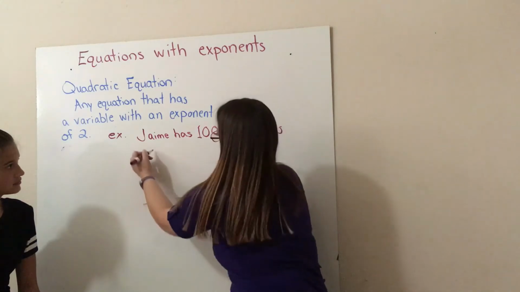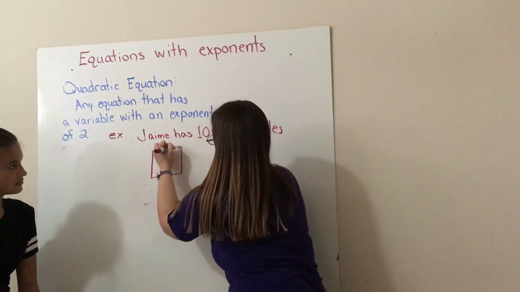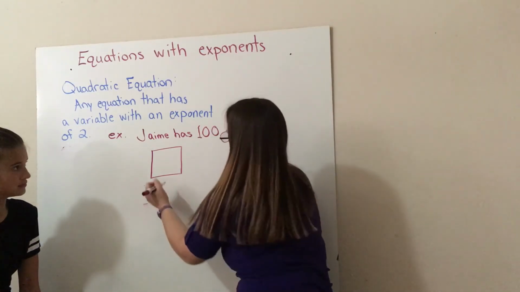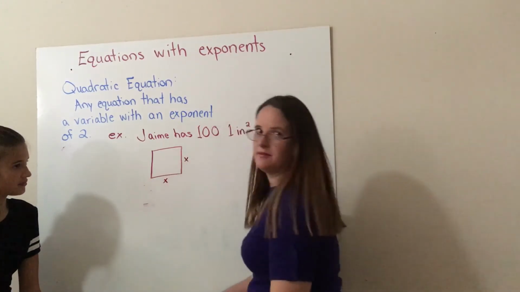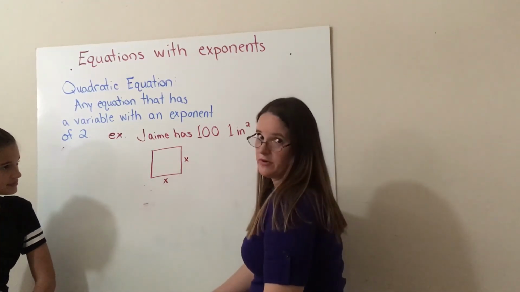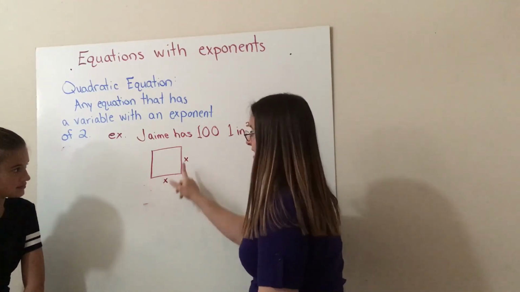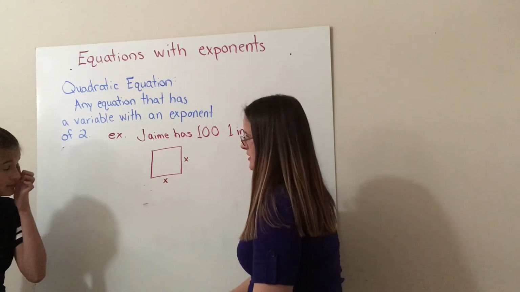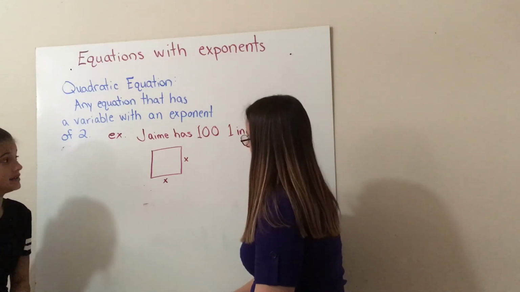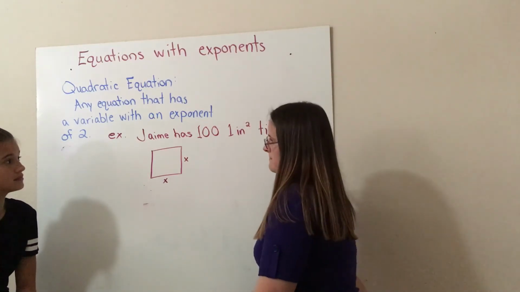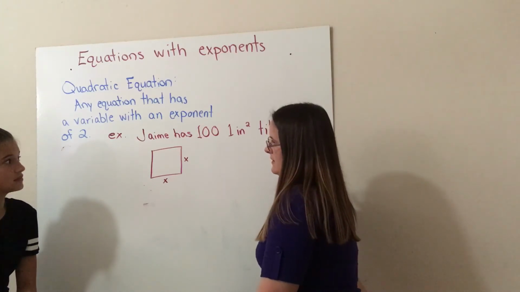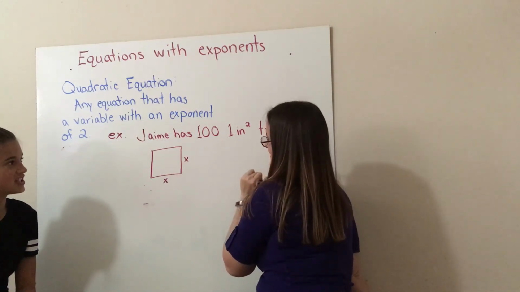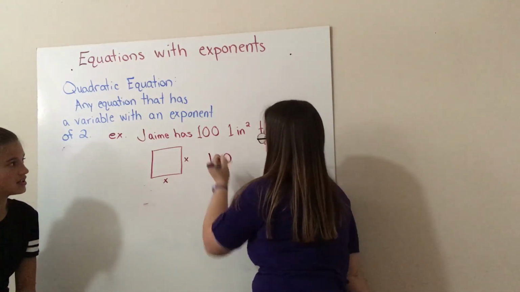We know that his mosaic is going to be a square. So we need to figure out how long should each side be. That's our variable. We know it's a square, so we know that this side is x, and this side is also going to be x. And how would I set this up into an equation, Kalan? We put 100, we know we have 100 total tiles.